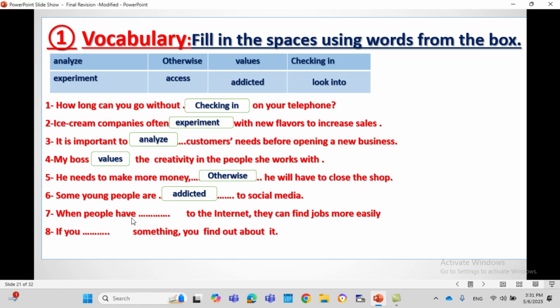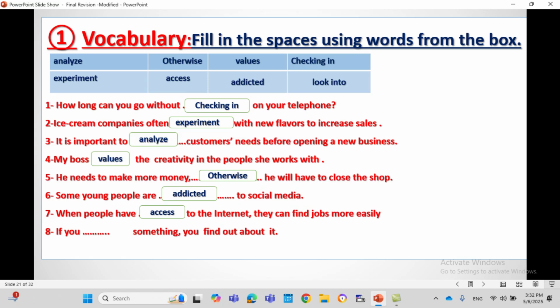Number seven, when people have access to the internet, when they have the ability to use the internet, they can find jobs more easily. The right word is access. When people have access to the internet, correct. When people have access to the internet, they can find jobs more easily. Let's come to the final one.